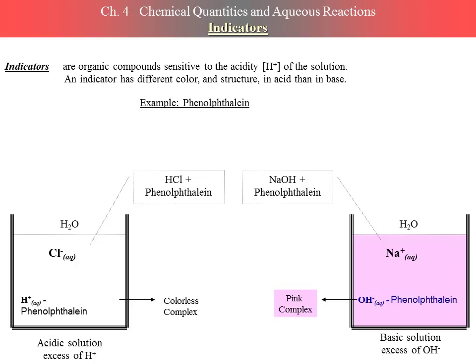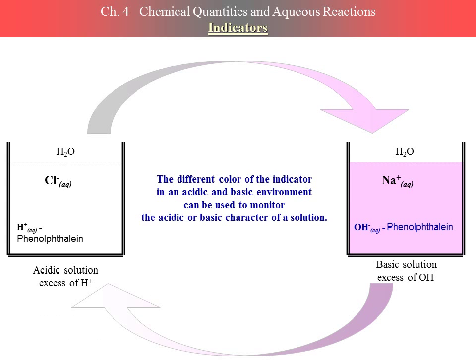If you have a lot of hydroxide, it's going to be deep purple or deep red. The color is going to be more intense. However, the color is going to be there. So, we can go from one solution, from the colorless to the pink, and the other way around, just by changing the excess of either hydroxides or protons.